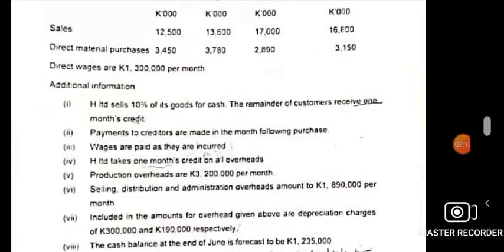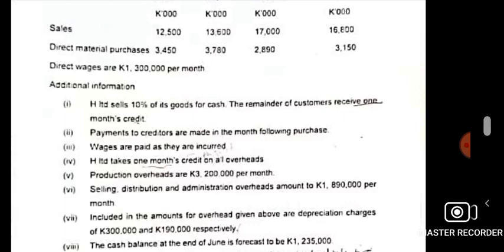Additional information. Number one, in relation to the sales on top, H Limited sells 10% of its goods for cash. The remainder of customers receive 1 month's credit. So he sells 10% of his goods for cash. It's like immediately he sells in a particular month, 10% is recorded as a cash sale. Then the others are on credit, which they've said is 1 month credit.